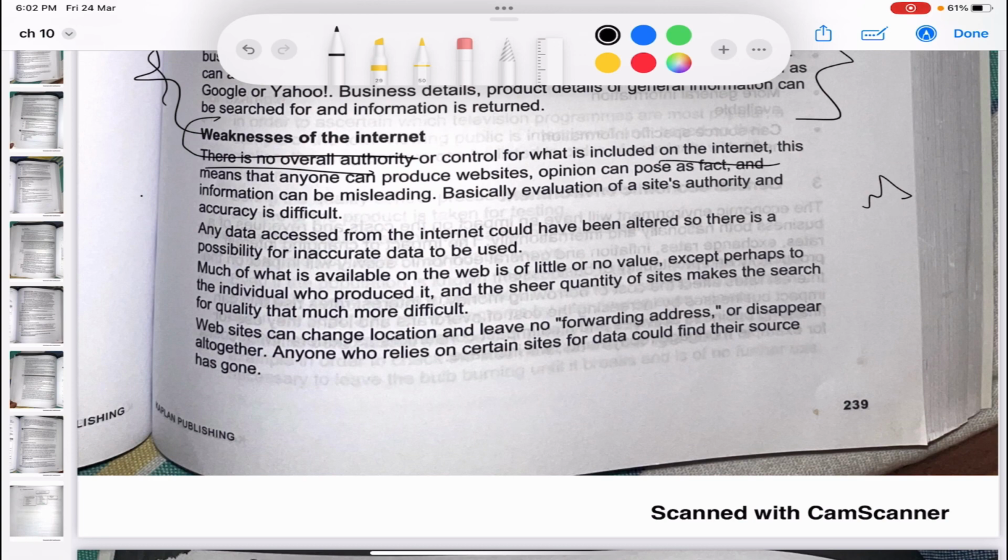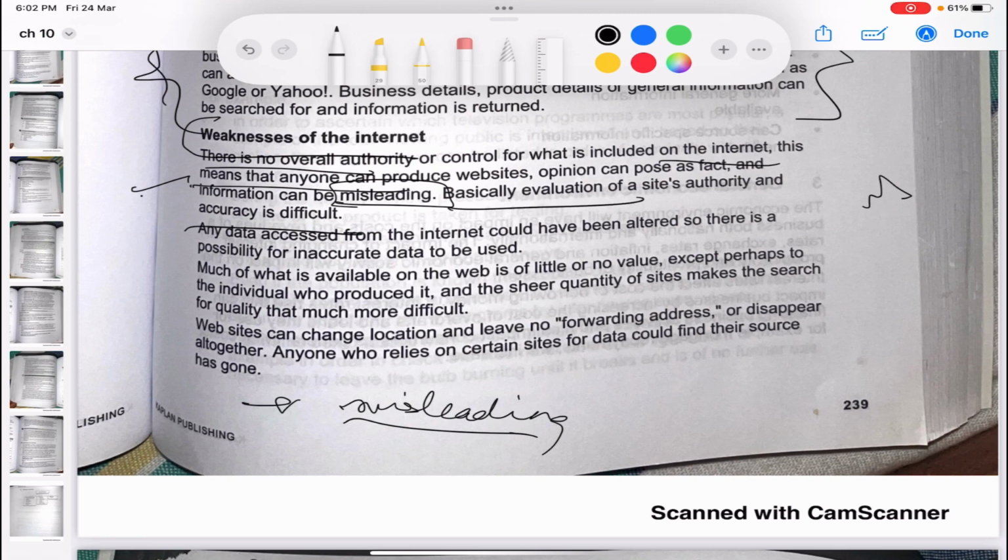So, anyone can produce a website, anyone can post anything they would like to. So, there's nothing which is verifying the things which are put up on the net, right? And so, things can be misleading in nature. So people can mislead people on the net and no one will be able to regulate this, right? Accuracy and everything is not there. Now, if I want to find out the actual owner of the particular site, it might be difficult for me.